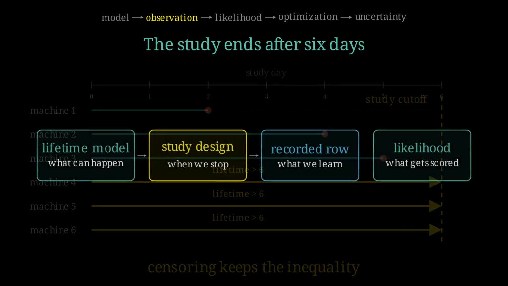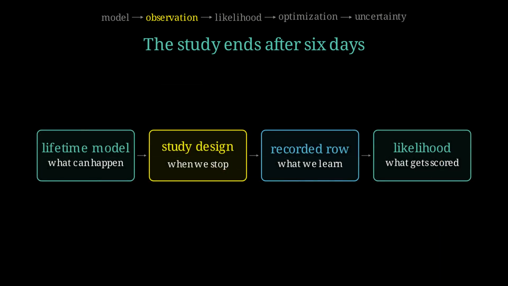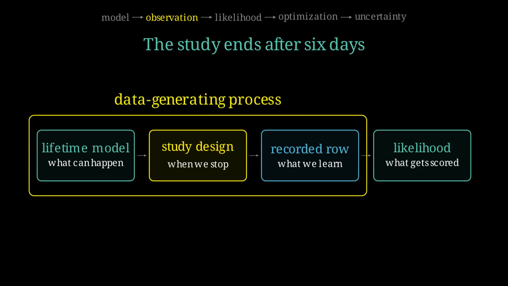The lifetime process is only one layer. The study design decides when observation stops, and that rule decides what a row can report. The complete generative story is called a data-generating process. The likelihood must score the record produced by that story, not the complete event we wish we had seen.